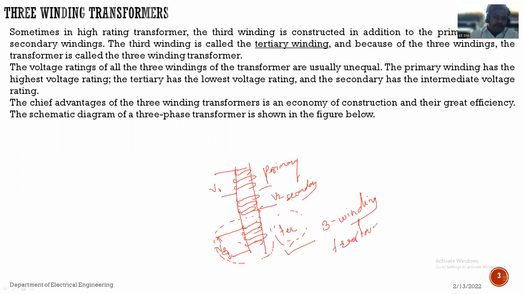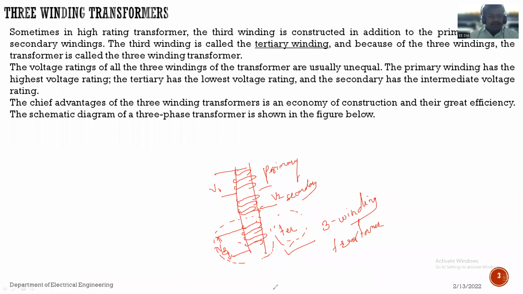Okay, all of you understood the concept of why it is called a three winding transformer. That means in addition to the primary and secondary winding, another winding, that is a third winding, can be wound or constructed. So this third winding is called the tertiary winding, and due to that tertiary winding, the transformer is called a three winding transformer.